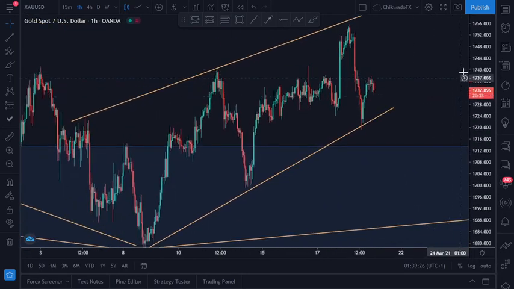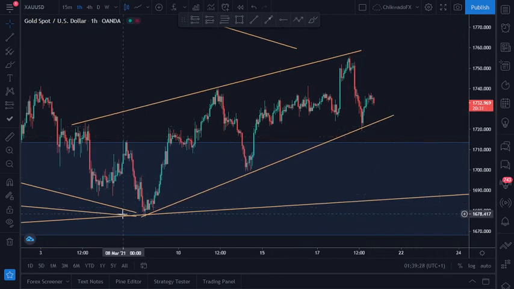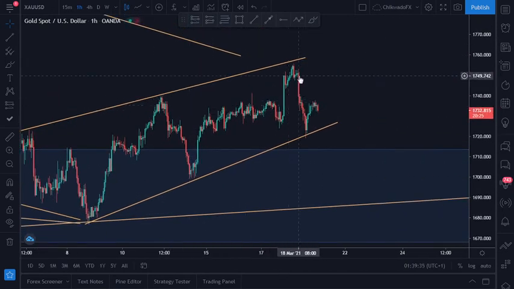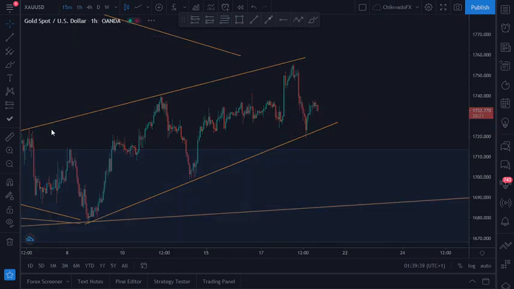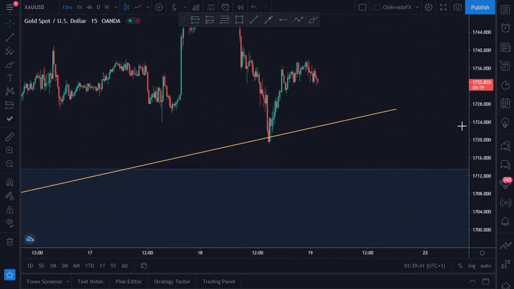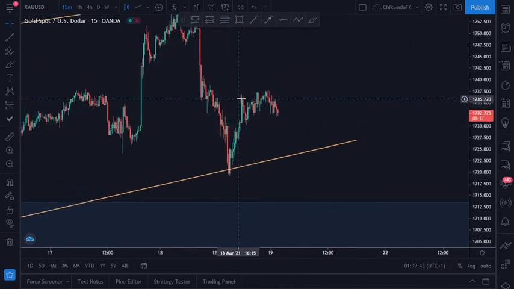Now, what would I want to do looking at this pair? I'm like, okay, this is a 1, 2, 3 touch, and now we've had this impulse leg to the downside. Now, if you go down the time frame, you will notice that the market has created 1, 2, 3 touch all the way to here.